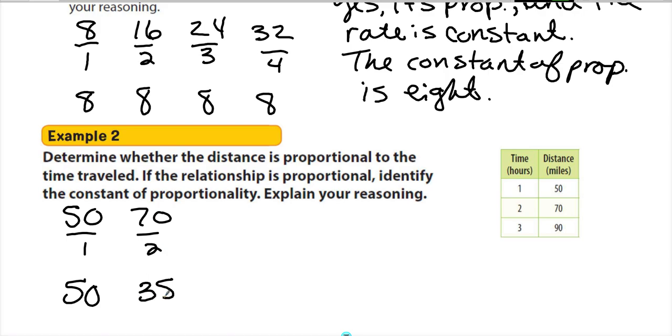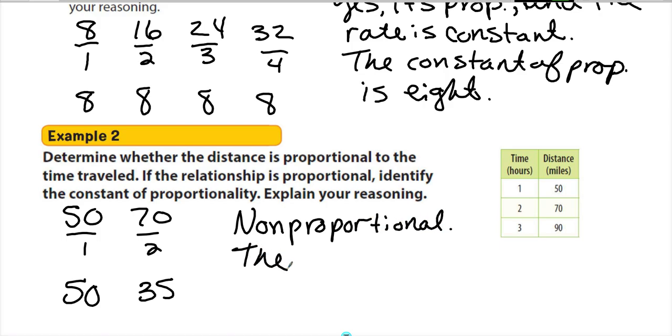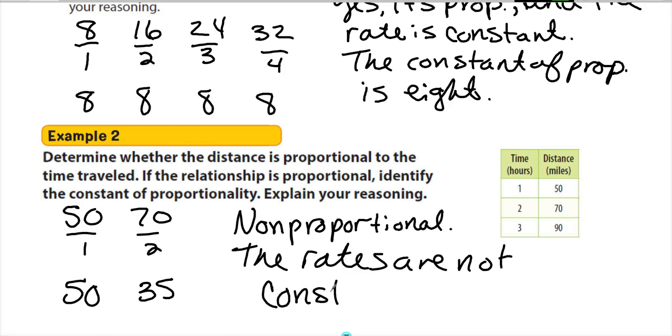So we can already stop there because it's not going to work. Okay, as soon as you find even one that doesn't work, then that's what it is. Okay, so this one is not proportional, so we call that non-proportional. And then we say the rates are not constant. The rates are not constant. Okay, and that's what it is each time.